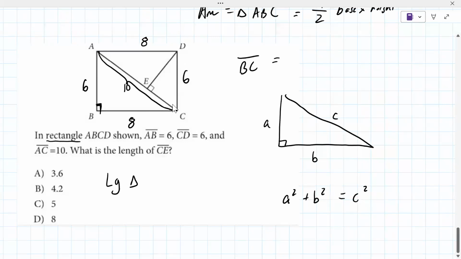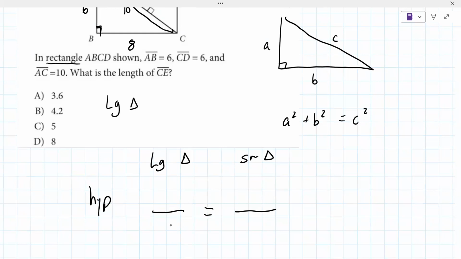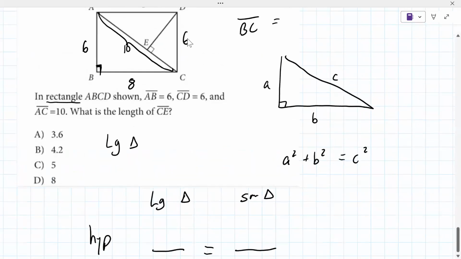What is the 6? What is it referring to though? Short leg, long leg, or hypotenuse? Hypotenuse. So if you made a table here, like large triangle, small triangle, hypotenuse. In the small triangle, the hypotenuse is 6. In the large triangle, what is the hypotenuse?